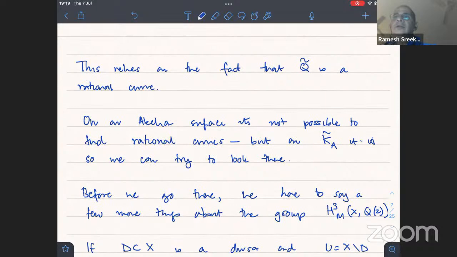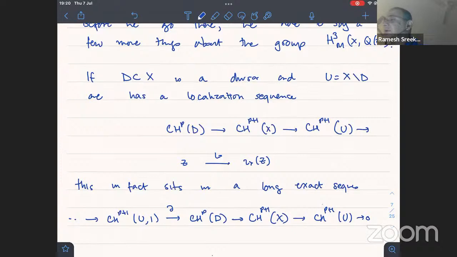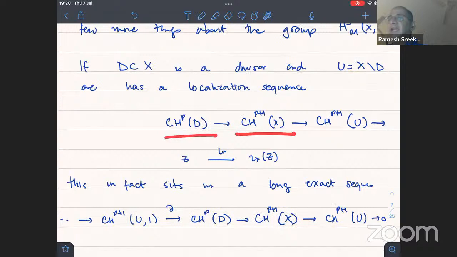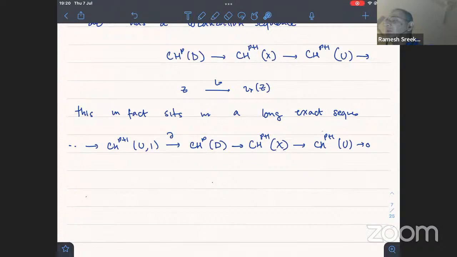So there is a localization sequence which relates this higher Chow group with the regular Chow groups of some related things. For instance, if D is a divisor on X and U is X minus D, then one has a localization sequence which goes from Chow^P(D) to Chow^{P+1}(X). So a codimension P cycle on D will be a codimension P+1 cycle on X, which will be zero in the complement. But in fact, this is not exact on the left. So this is instead a long exact sequence, called the long exact localization sequence, which goes from this higher Chow group, Chow^{P+1}(U,1), and there's a boundary map to Chow^P(D), and Chow^{P+1}(X), and then Chow^{P+1}(U).